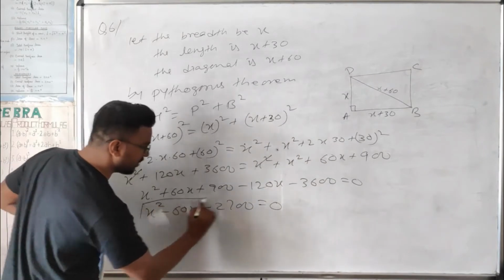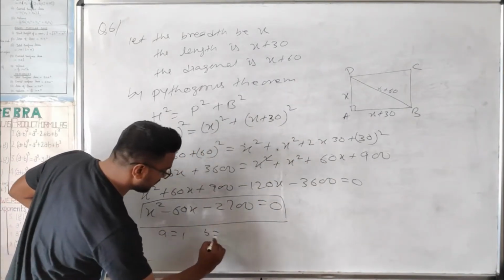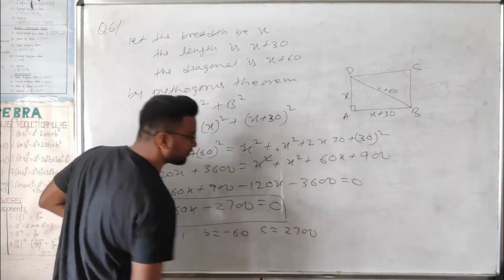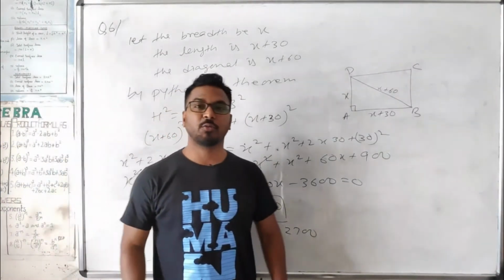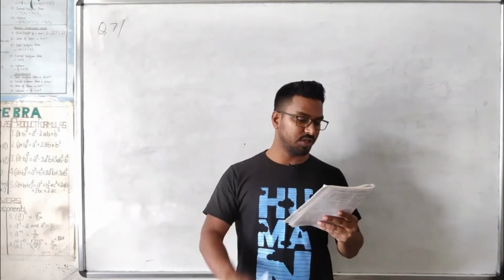So this is our quadratic equation. So here a is 1, b is minus 60, and c is minus 2700. So try to put this value in the quadratic formula and try to find both the roots. Okay, moving to question number 7.